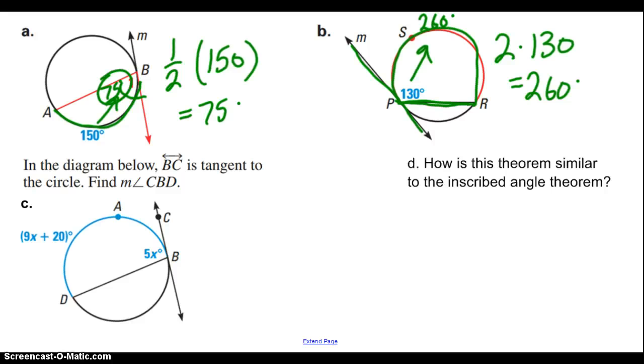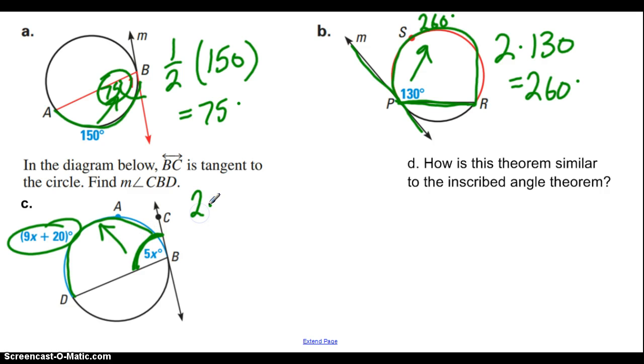C is a more algebraic problem, which might be confusing for some people, but actually it's not too bad. In the diagram below, line BC is tangent to the circle. Find the measure of angle CBD. Now, with any algebra problem, we need to set up an equation first. And to do that, we need to know the relationship between all of the labeled sides. So what is the relationship between this angle and this arc? Well, I need to double this angle to get to this arc. That's exactly what I'll do.